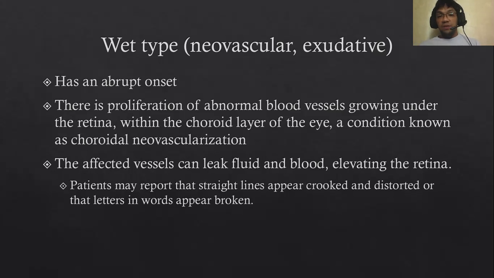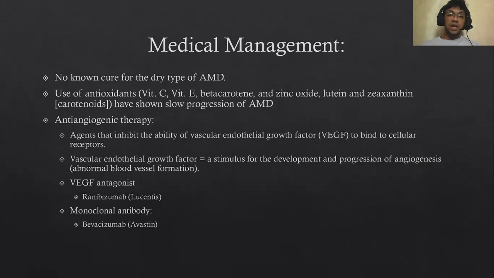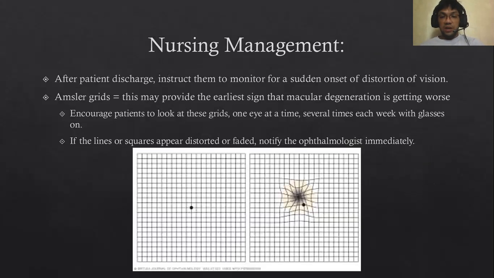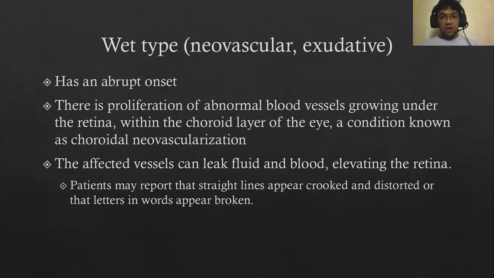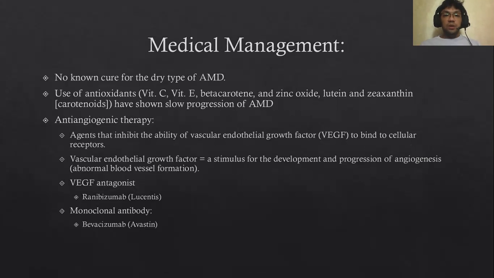So patients who have this condition may report that straight lines appear crooked and distorted, or that letters in words appear broken. This is for the wet type of AMD. So look at this picture here. If these lines appear crooked, as you can see here in this picture, it means that they might be having the wet type of AMD.